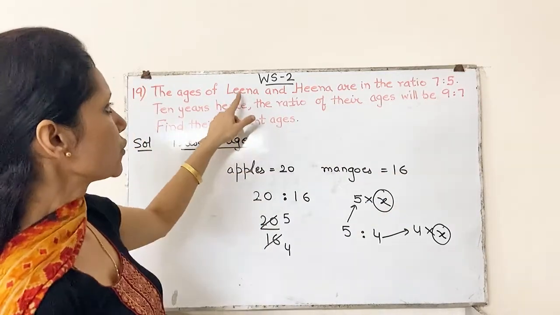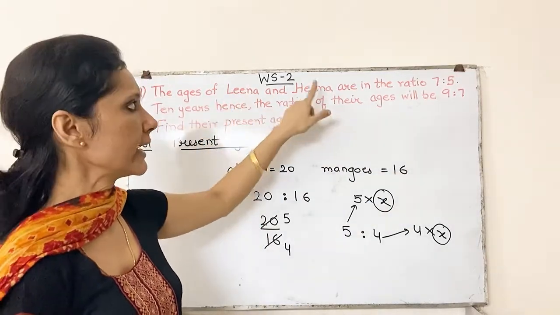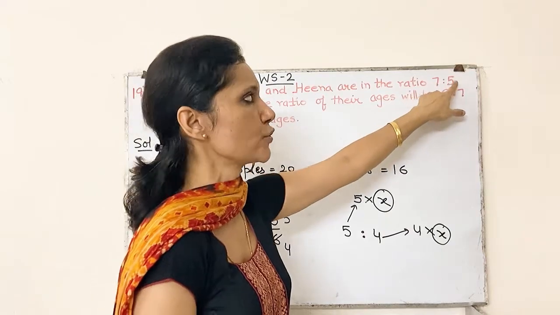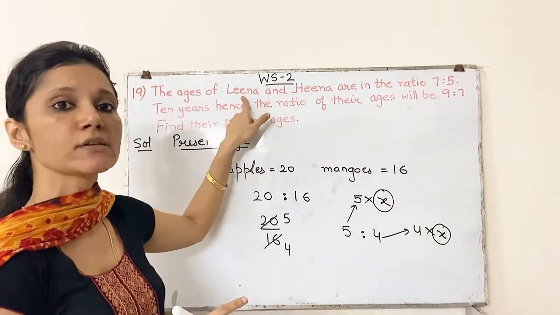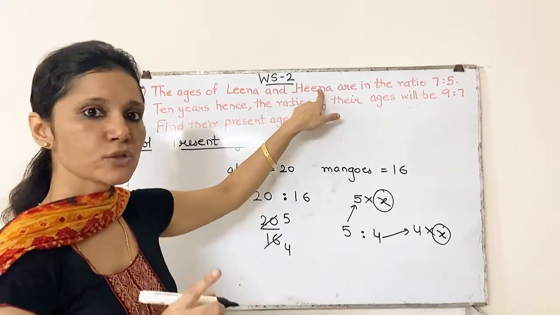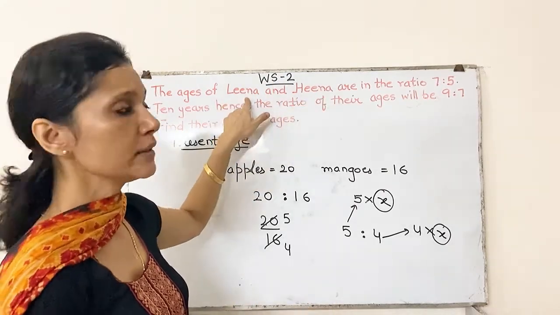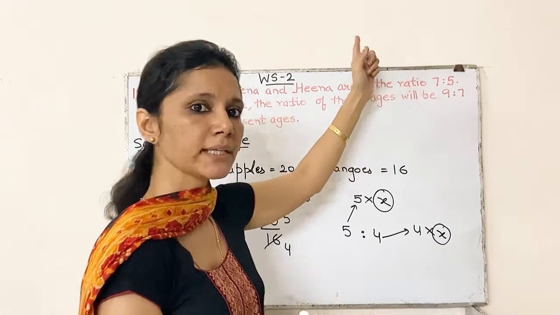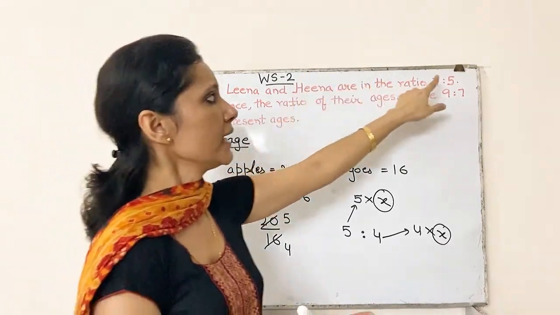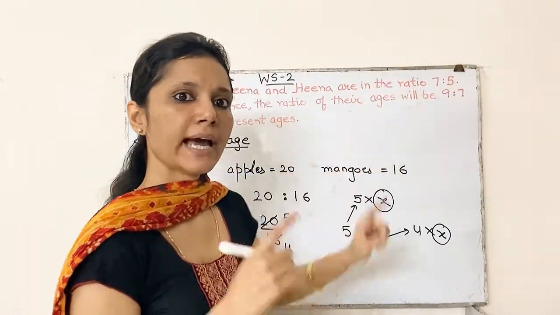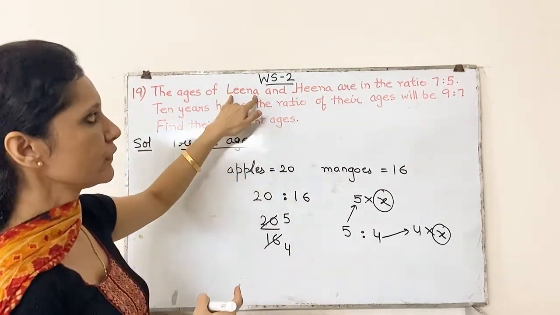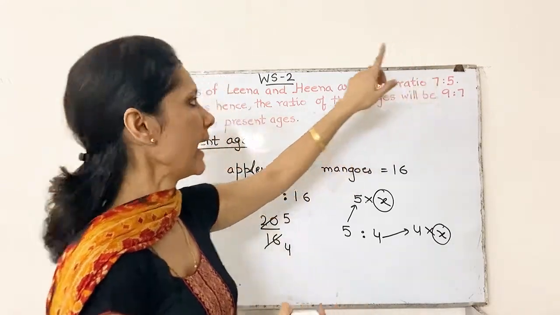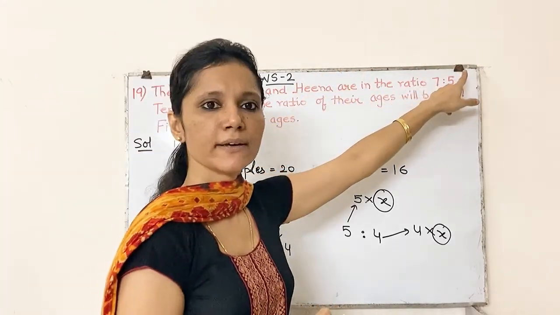Here the ratio of the ages of Leena and Hina is given as 7:5. The ratio is given to us, but we do not know the ages of Leena and Hina. We just know that the age of Leena would be 7 multiplied by something, and the age of Hina would be 5 multiplied by something, and we would suppose that number to be x. So the age of Leena would be 7x and the age of Hina would be 5x.